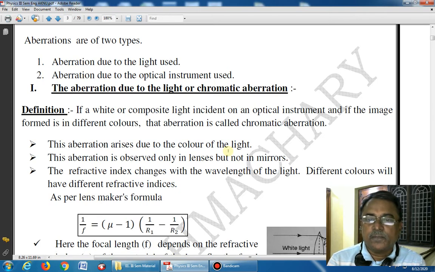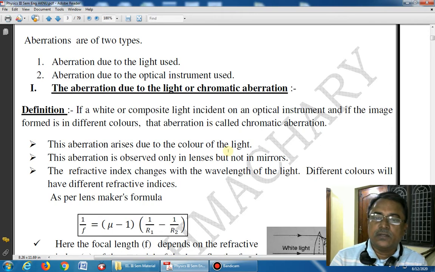Suppose if the light has only one color or one wavelength, that light is called a monochromatic light. For example, neon lamps or helium lamps, they will give only one color, so they are called monochromatic lights. The other one is a composite light.